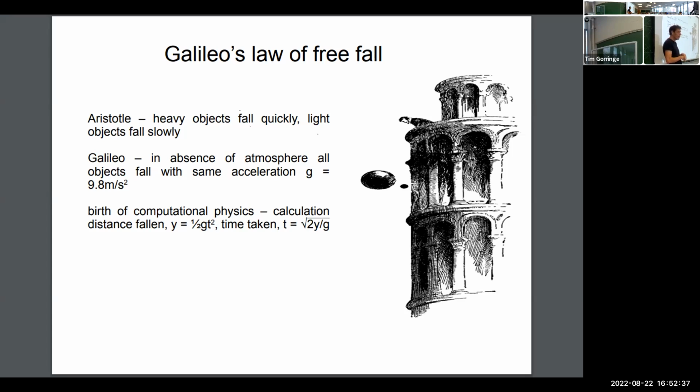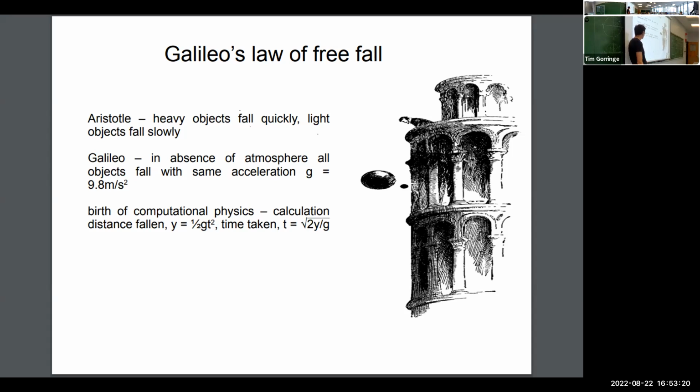What was the huge breakthrough of Galileo was this abstraction that in the absence of the effects of the atmosphere, in the absence of drag due to the atmosphere, all objects fall to Earth with the same constant acceleration. So the feather, in the absence of atmosphere, and you or I, or whatever object, would fall with the same constant acceleration. This is the birth of computational physics.